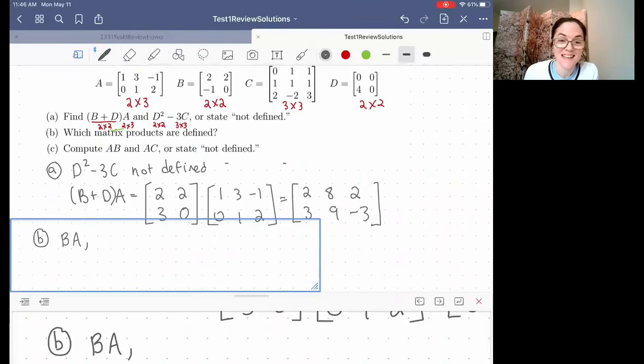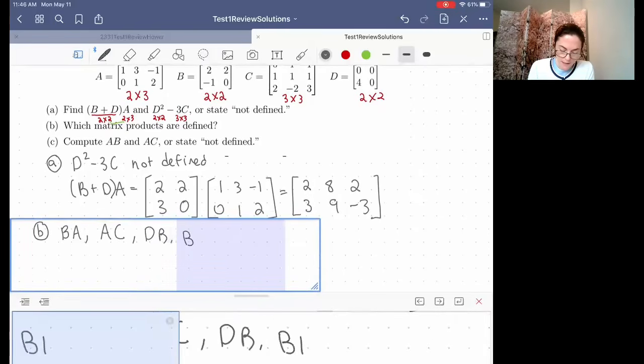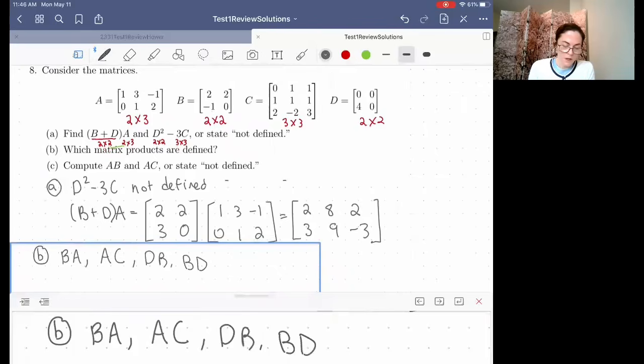In fact, that is part of C, although I'll get there when I get there, because if you look at the dimensions, A times B, we have 2 by 3, 2 by 2, the middle ones don't match. But we do have AC is defined. This is fine, the middle ones will match, but CA is not, for example. Okay, and then what else? Well, DB is defined. BD is defined. BA was defined. That means DA also, they're the same size, but not AD.